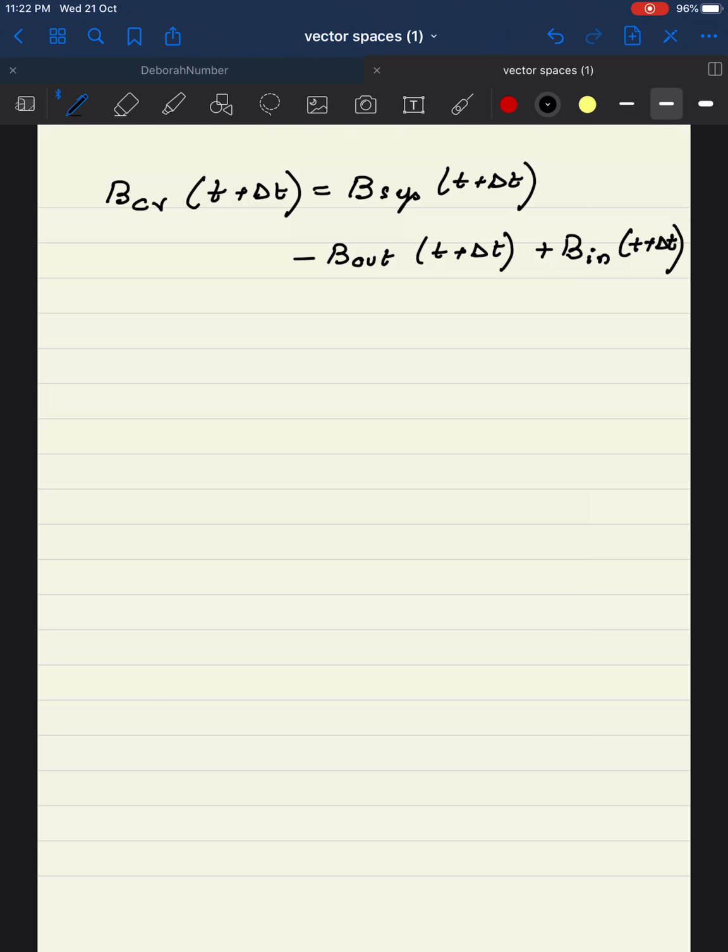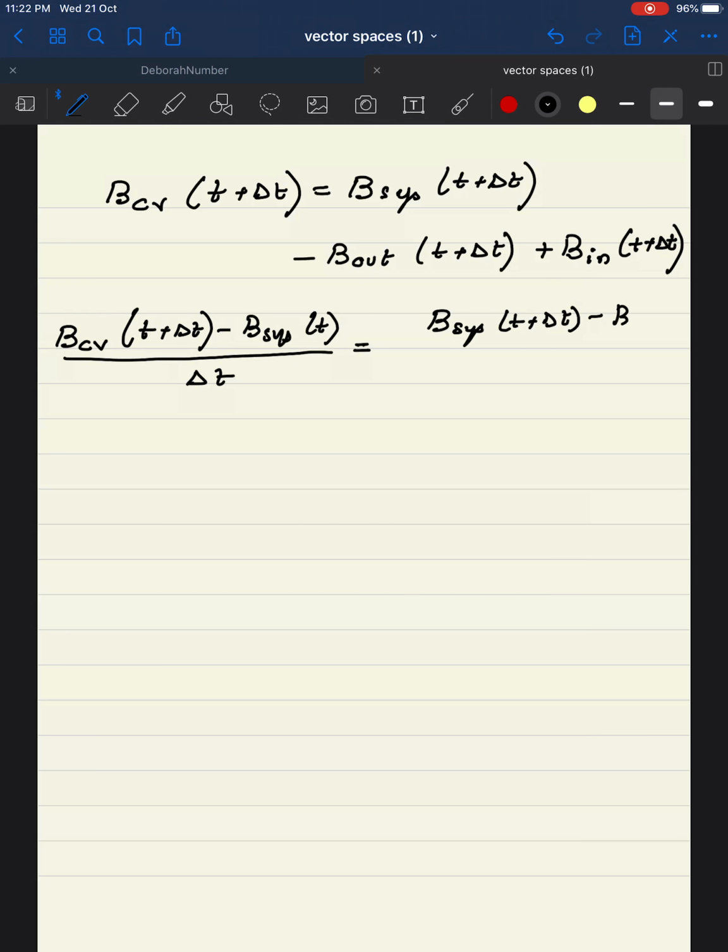Once we have here, it's B system at t plus delta t minus B system at t. Okay, I'm just going to subtract this B system from both sides and divide by delta t, and what will I have on this side? I will have B system at t plus delta t minus B system. See, this side is already looking nice. This is obviously going to transform into a derivative.